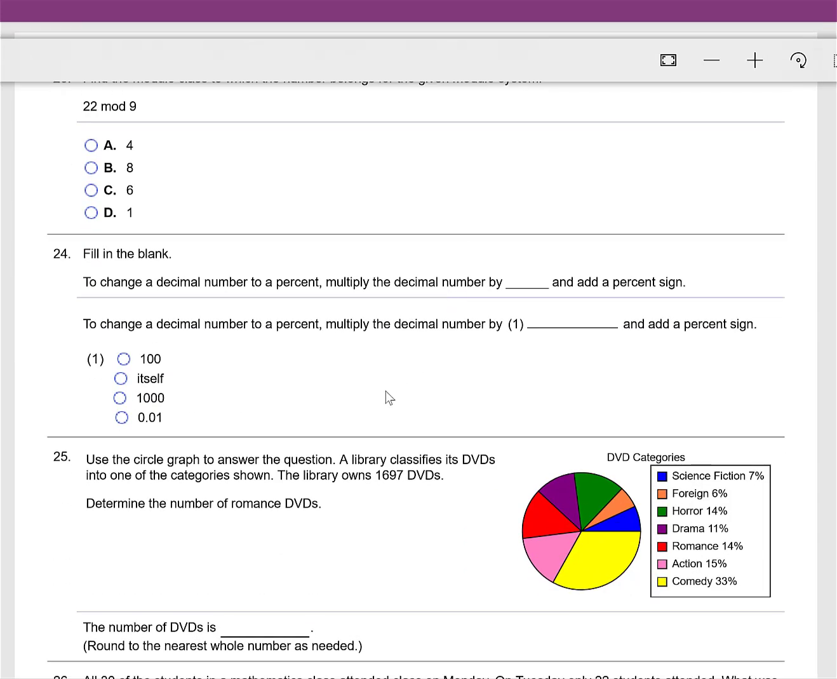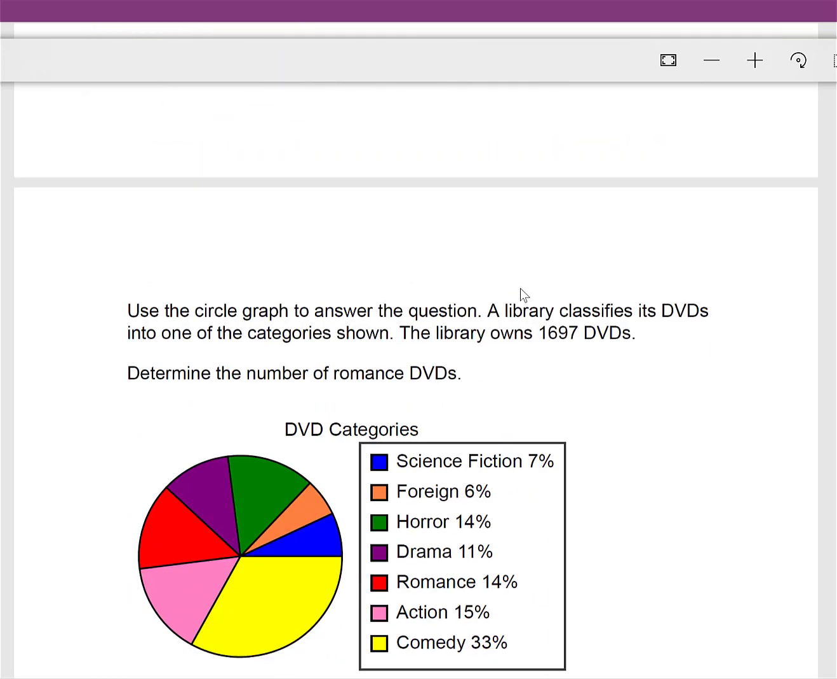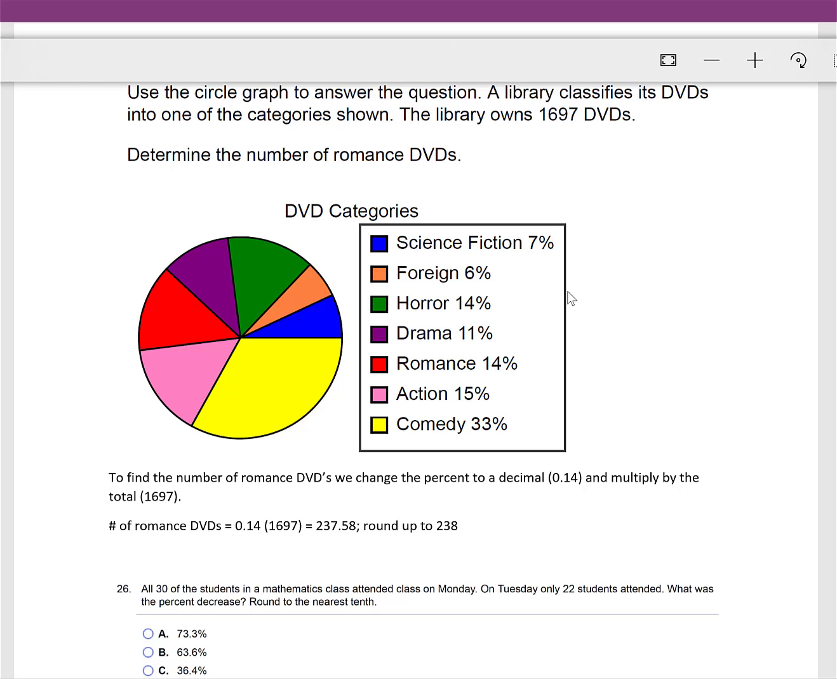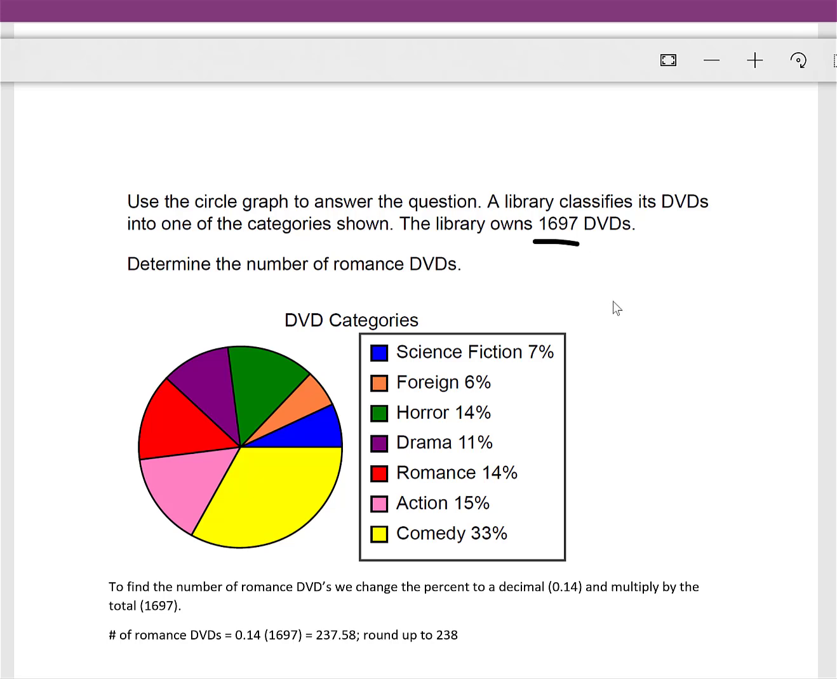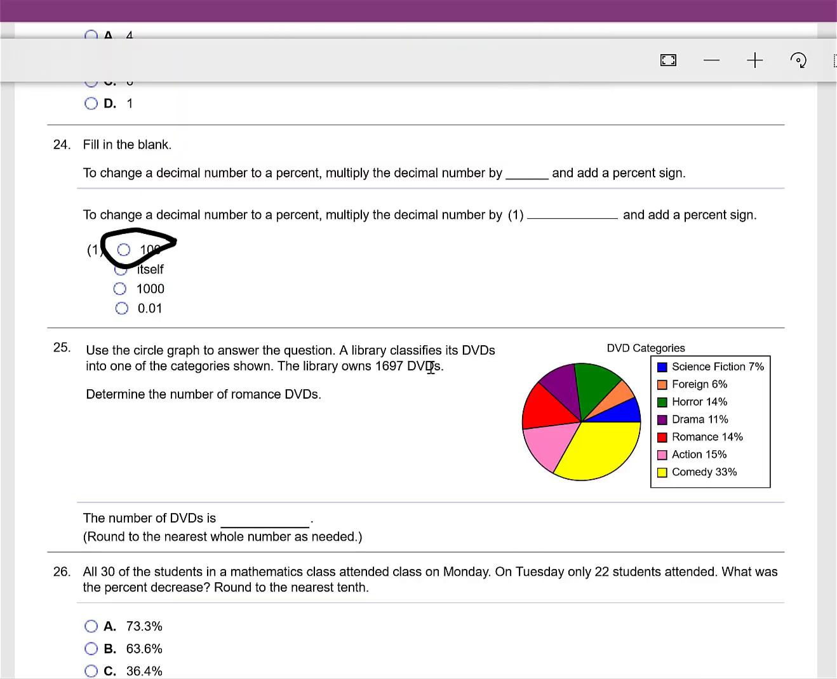Okay, to change a decimal number to a percent, multiply the decimal number by, and then add a percent sign, 100. Use the circle graph to answer the question. A library classifies DVDs, and I have a detailed solution for this one over here. So we want to find the number of romance DVDs. We have the total here, which is 1697, and we have the percent for romance, which is 14%. So I'm going to change the percent to a decimal and multiply that by the 1697, and I get 237.58, which rounds up to 238.